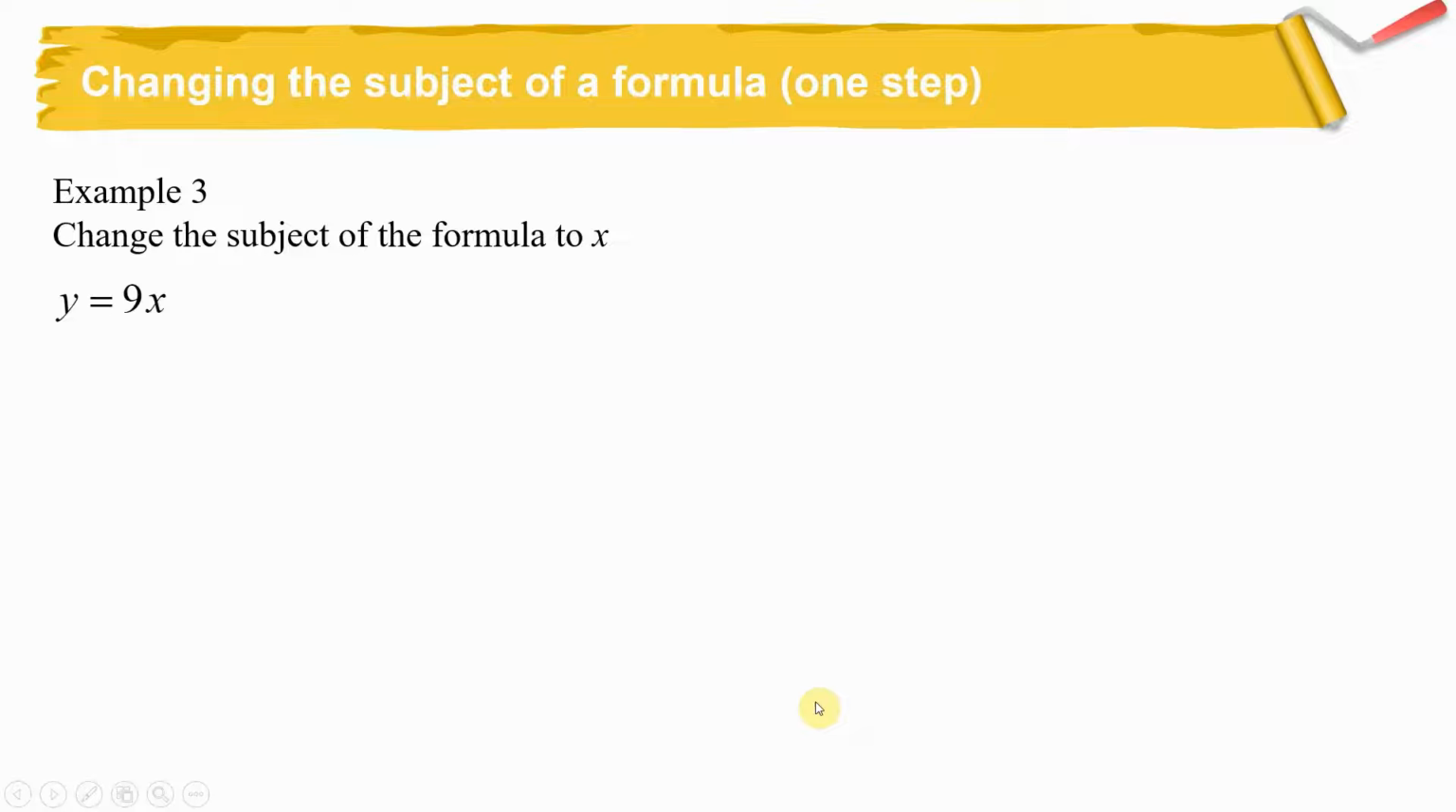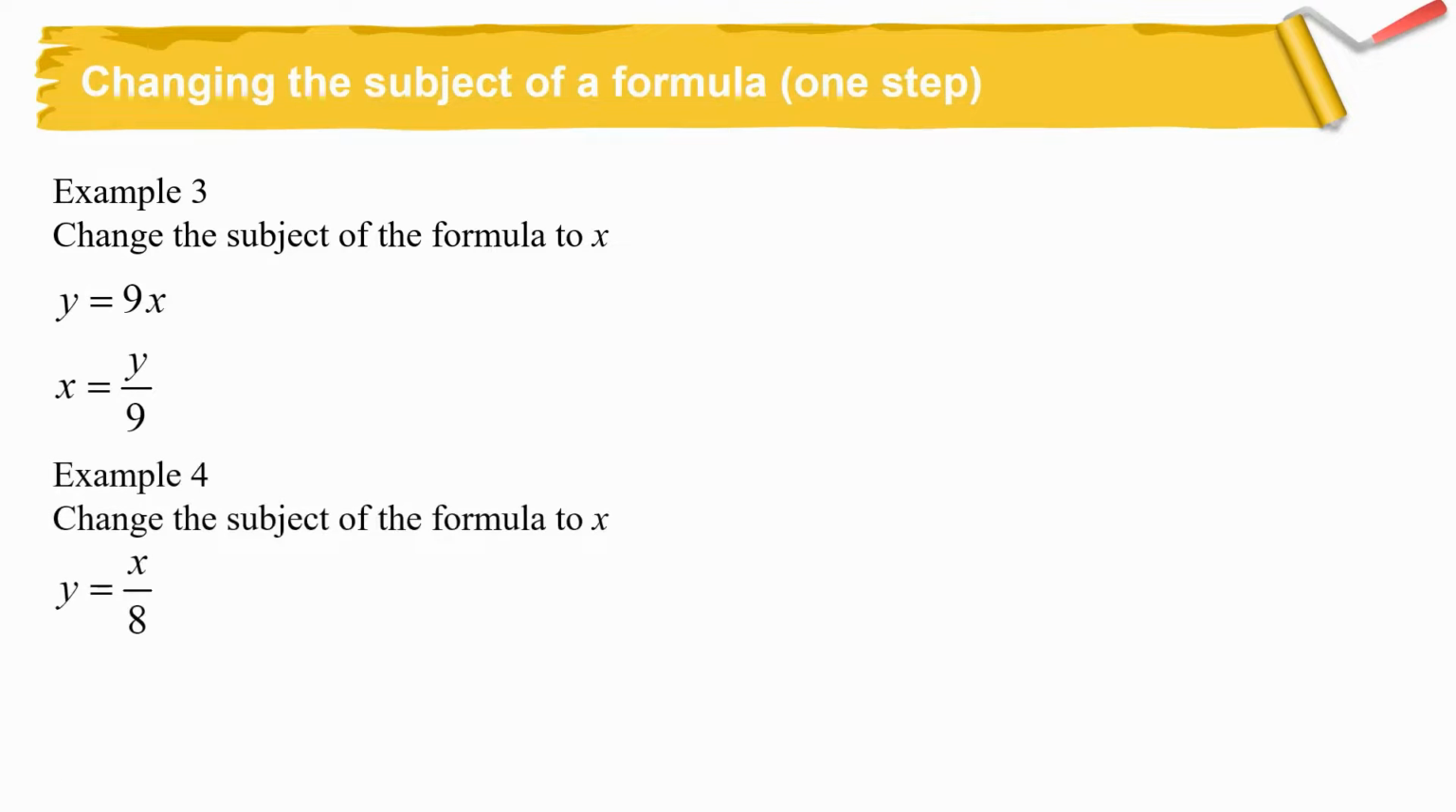For example 3, y equals 9x. For algebra, a number in front of a variable has a multiplication sign in the middle that we never write. So this means y equals 9 times x. So the reverse of multiplication is division. So we can write x equals y divided by 9, or y over 9.